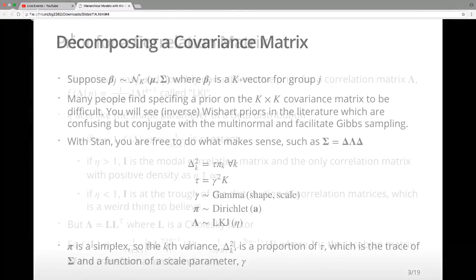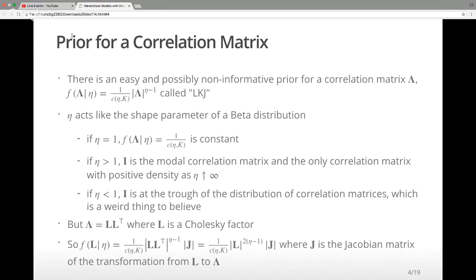Okay. So that remains to specify a prior on a correlation matrix. And there is an easy, not that well known outside of the Stan community, but possibly non-informative or uniform prior on a correlation matrix that has a PDF that can be written conditional on a shape parameter eta. So this eta is not the linear predictor of a GLM, but just another scalar. It has to be a positive parameter.